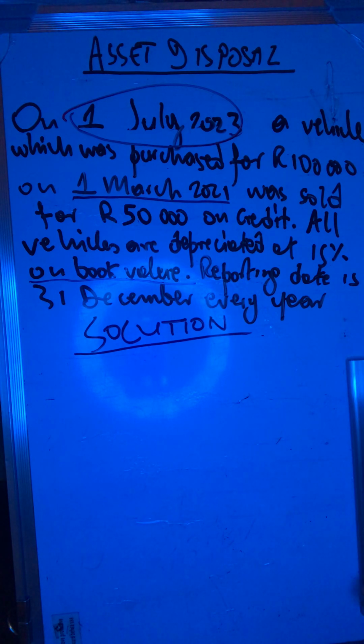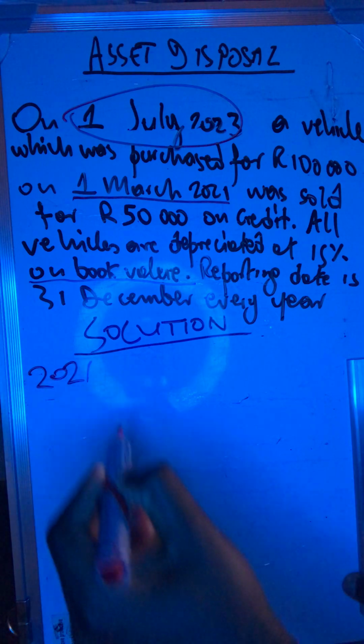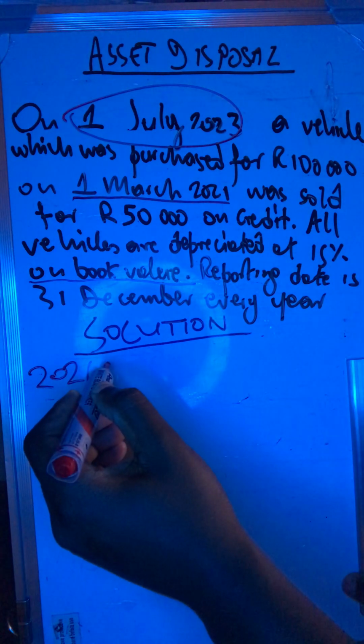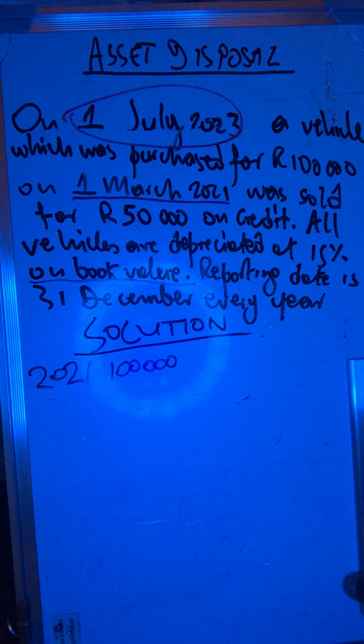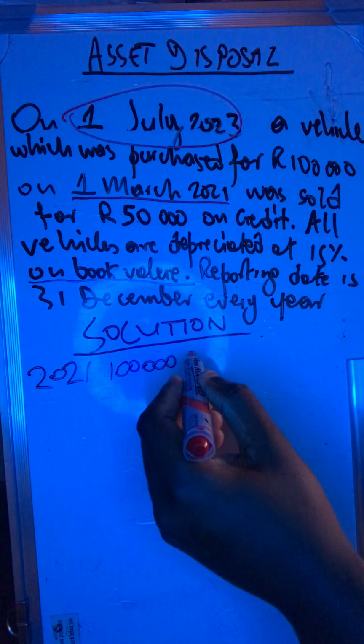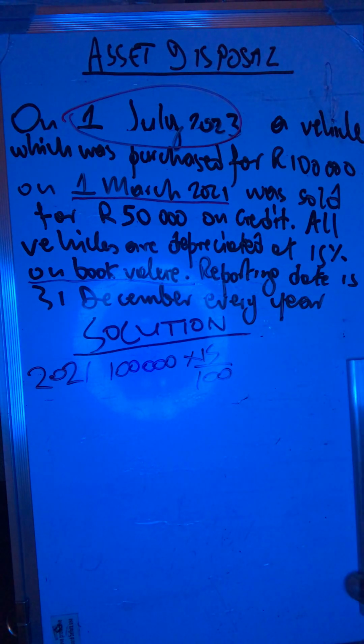So let's start with year 1 and get our accumulated depreciation, because it's not given, as you can see. Our year 1 is 2021. Our cost is 100,000 rands. The asset was bought for 100,000 rands. How much is our depreciation rate? Our depreciation rate is 15%, so 15 over 100. How long did we have this asset for year 1, which is 2021?